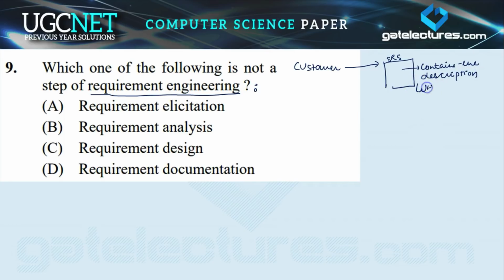of what the system will do without describing how to do it. Basically this SRS is used for the customer so that they will get to know what the system will do, without mentioning how to do it, because that is redundant information for the customers also. So now in requirement engineering, this type of work is to be done.